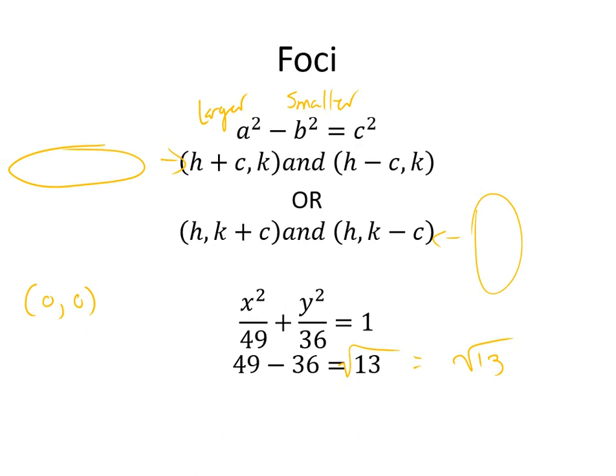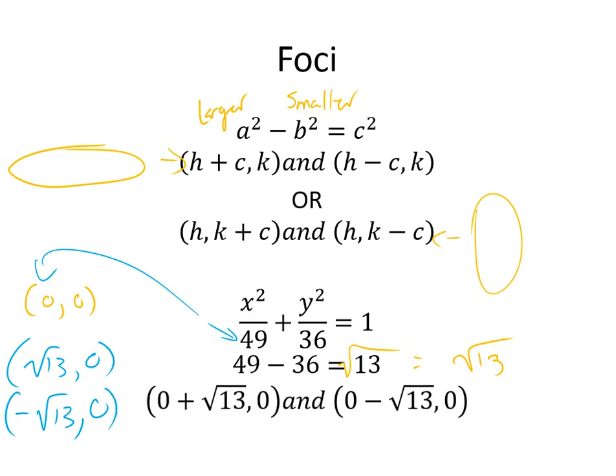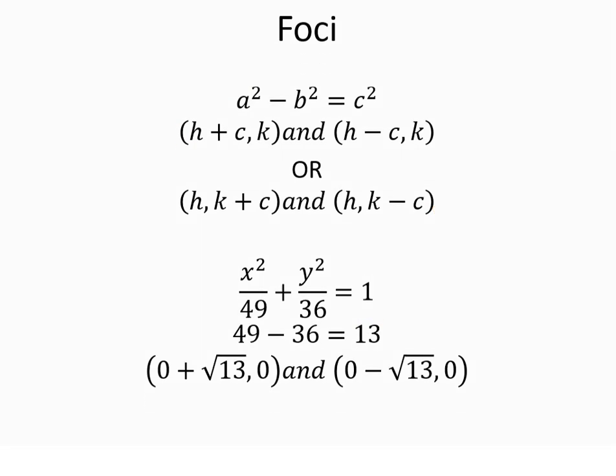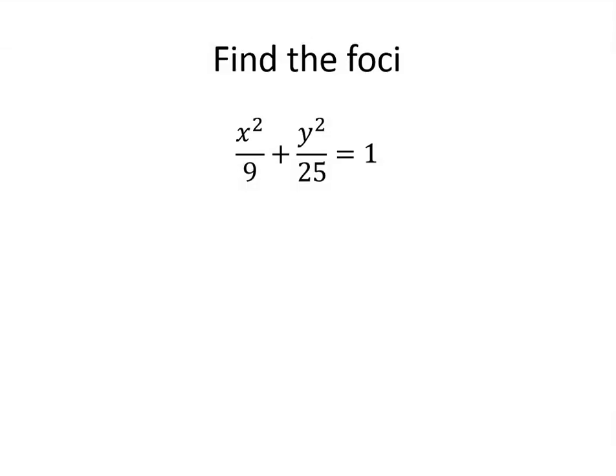So now which one's bigger? The number underneath the x is bigger. So that means we're going to add and subtract along the x. So we're going to go 0 plus root 13, which will get root 13, comma 0 would be 1 foci, and then 0 minus square root 13 gets you your second one. So your foci would be a positive root 13, 0, and a negative root 13, 0. Okay, so that's your foci. So you go the numbers underneath subtracted. Okay, all right.